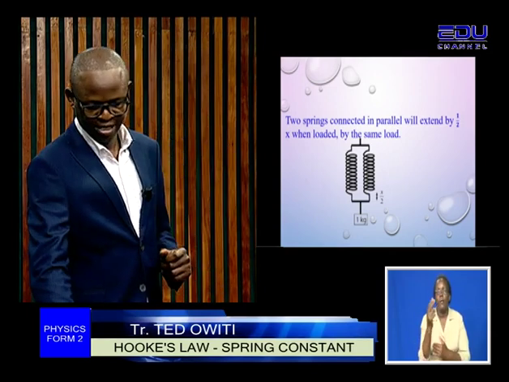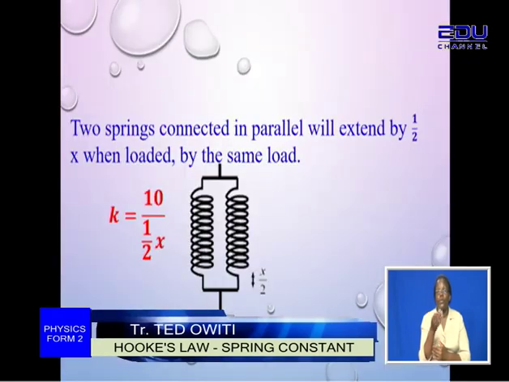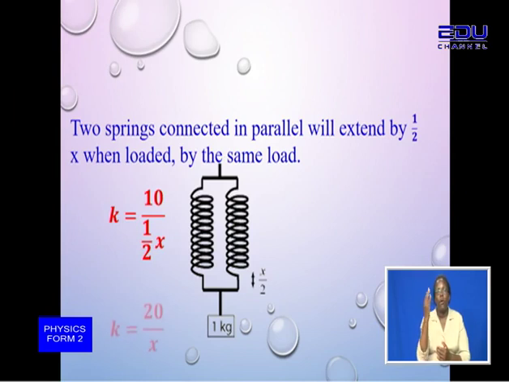So if we plug this in our formula of k is equal to f over e, we find that our k is now 20 over x. Remember, when it was alone, the spring constant was 10 over x. Since they are combined in parallel, now the spring constant is 20 over x, which means that it has actually done what? It has doubled. The spring constant has doubled.